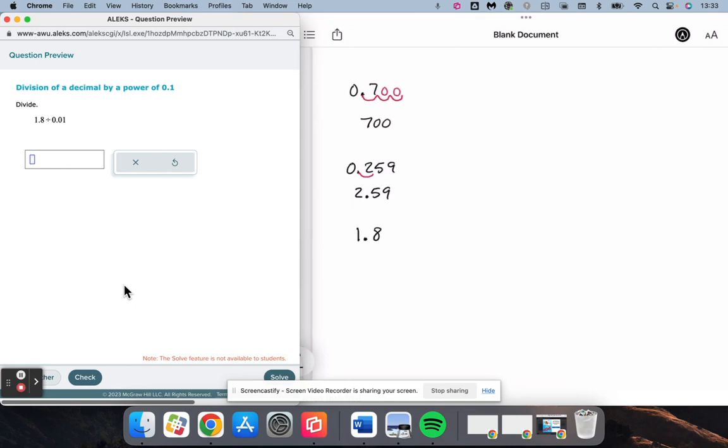So 1.8 divided by 0.01. And so there are two digits to the right of the decimal. That means we need to move our decimal two spots. We would fill it in with a 0, and we would get 180.